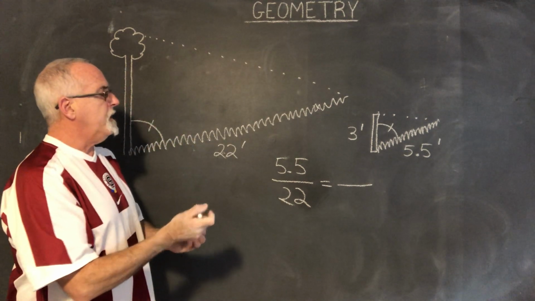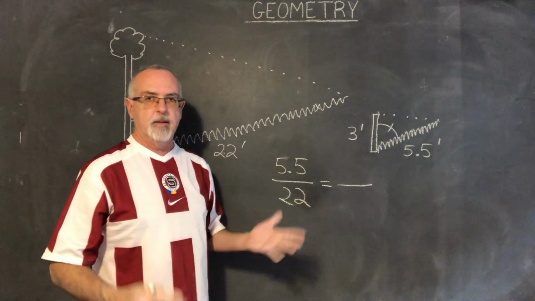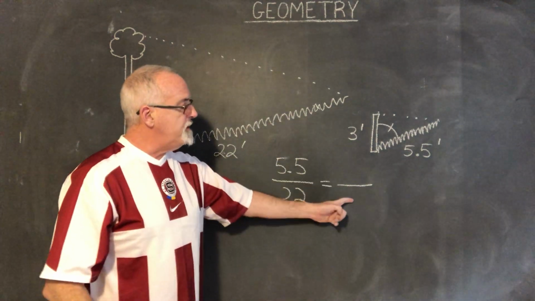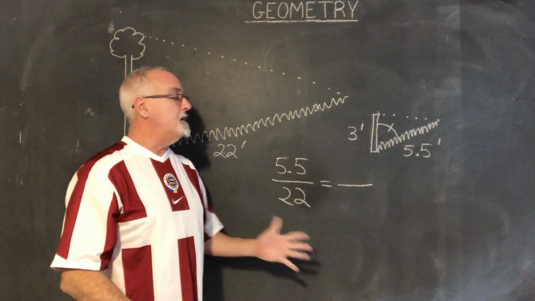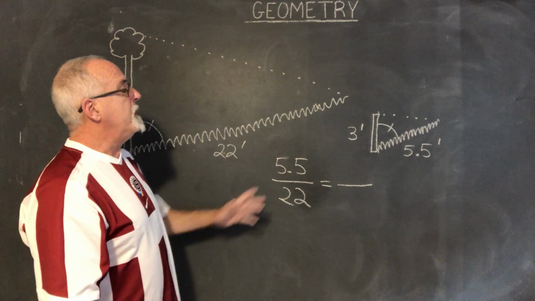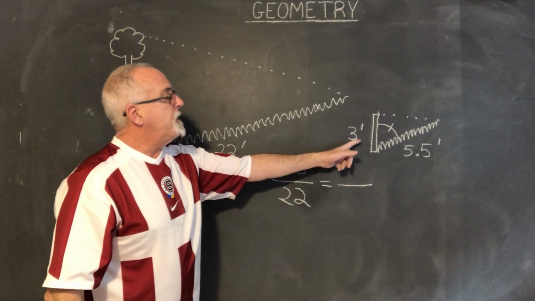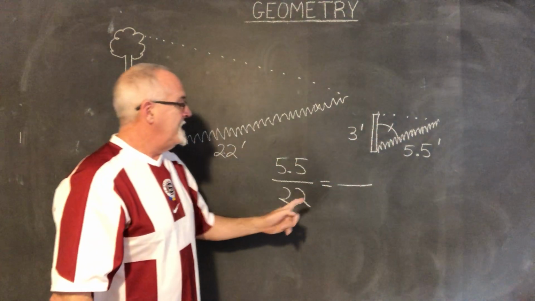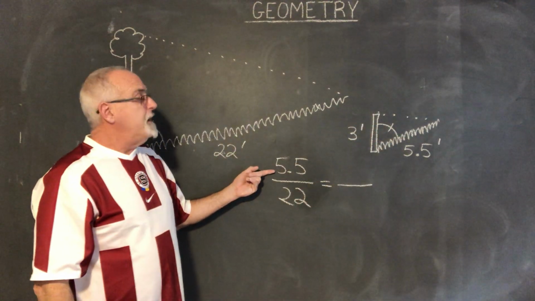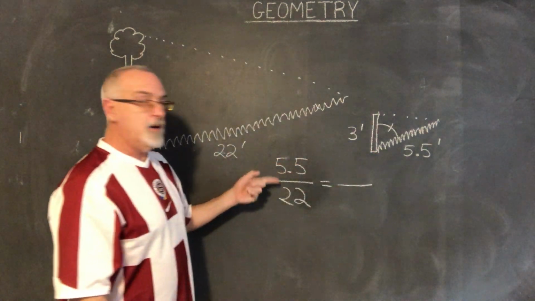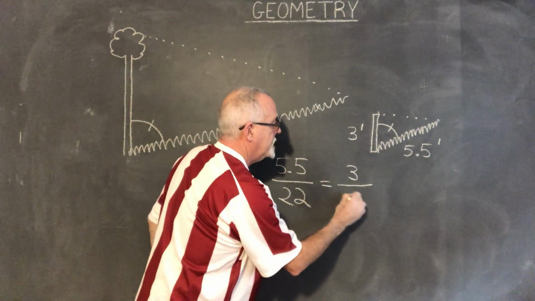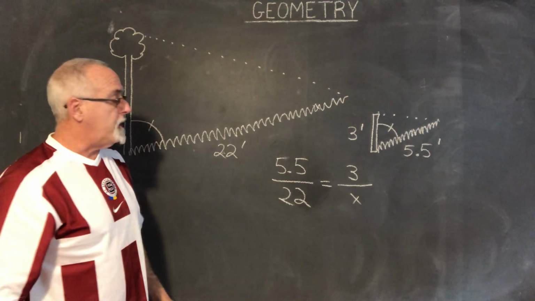And then we're going to put the 3 in there. The logic, the strategy for putting the 3 in the right place and the x in the right place. Slow down at that point. The 3 is part of the smaller triangle. And we put the 5.5, which is part of the smaller triangle, on top, so we're going to put the 3 on the top. Put x in the last remaining spot.